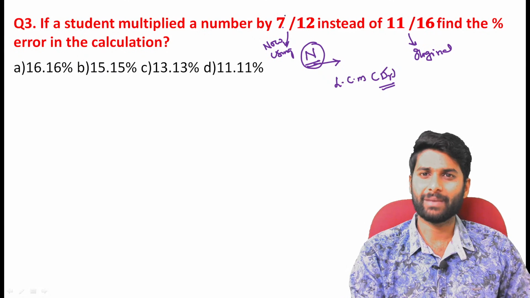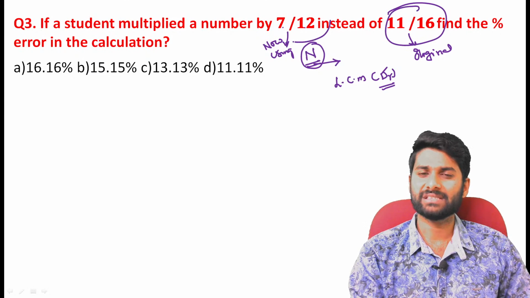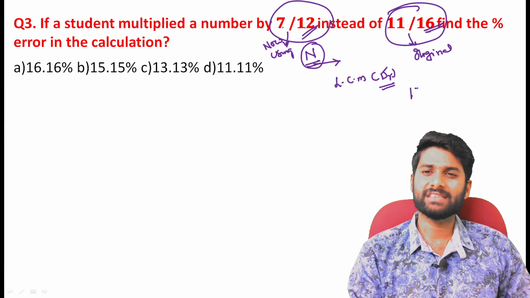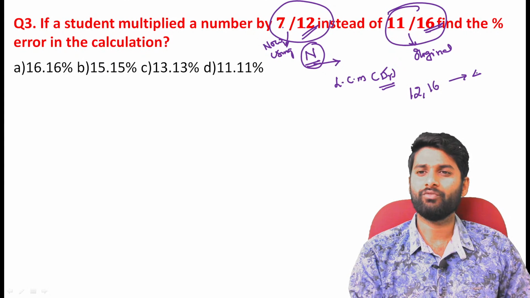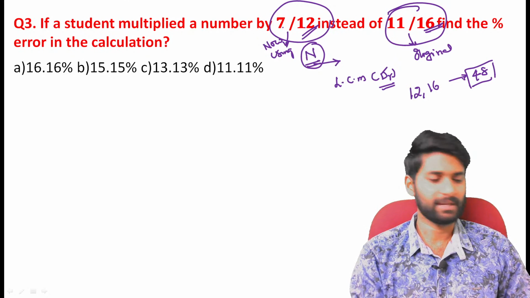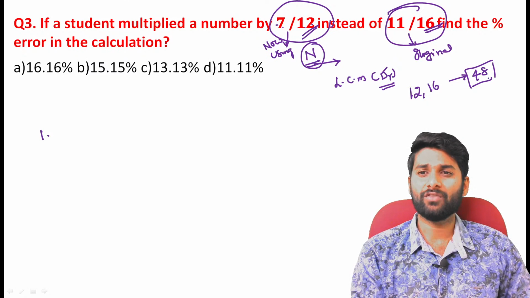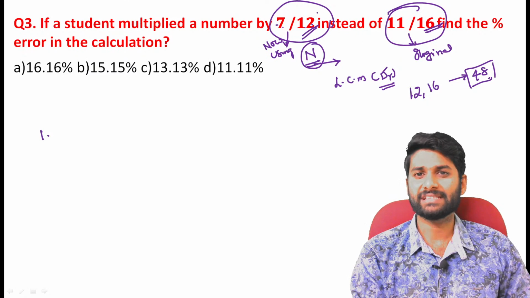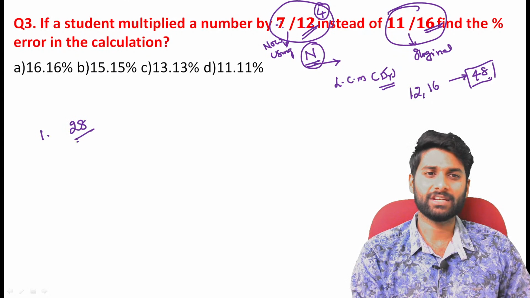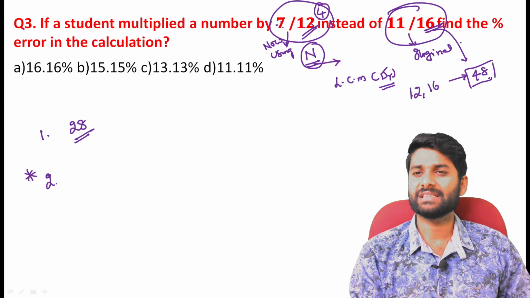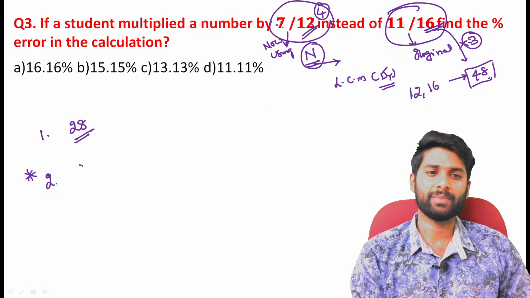Now just identify the fractions. Here the fraction is 7 by 12. Here the fraction is 11 by 16. What are the denominator terms here? 12, 16. Now the LCM of 12 and 16 becomes 48. This is the most important part. Now I am doing the calculation 7 by 12th of 48. See, 12 becomes 48 exactly how many times guys? 4 times. 7 4s are 28. Now the original number: 11 by 16th. 16 becomes 48 by 3 times. 11 into 3, the value becomes 33.